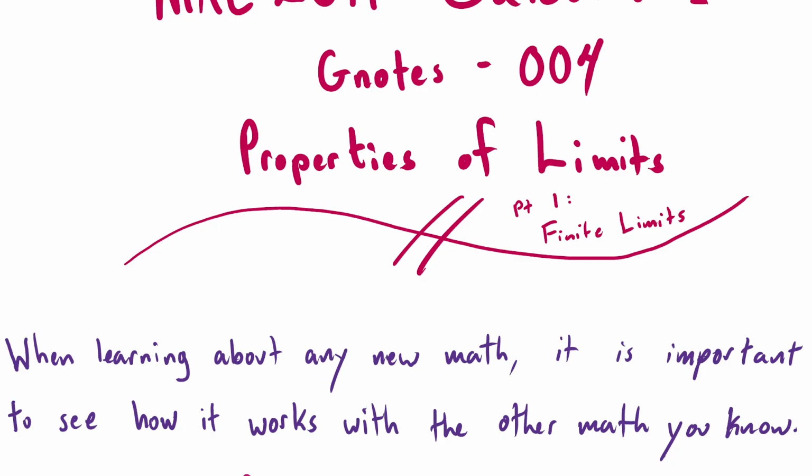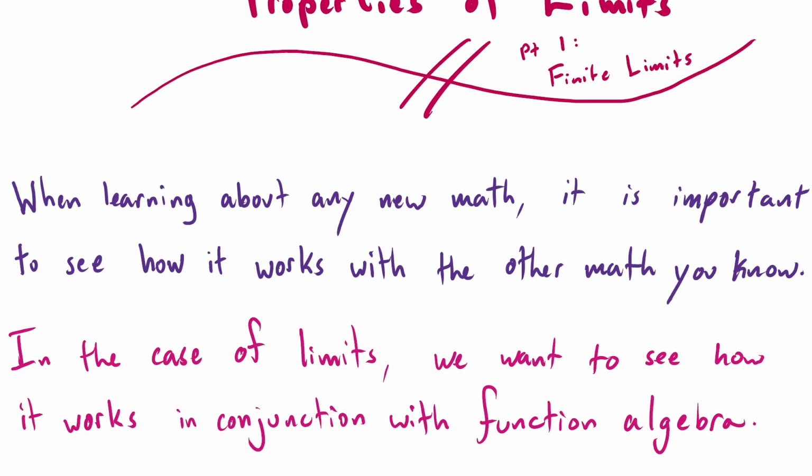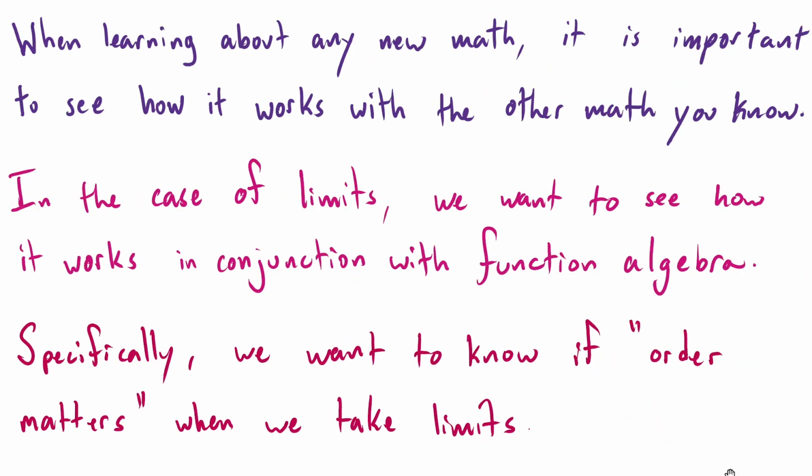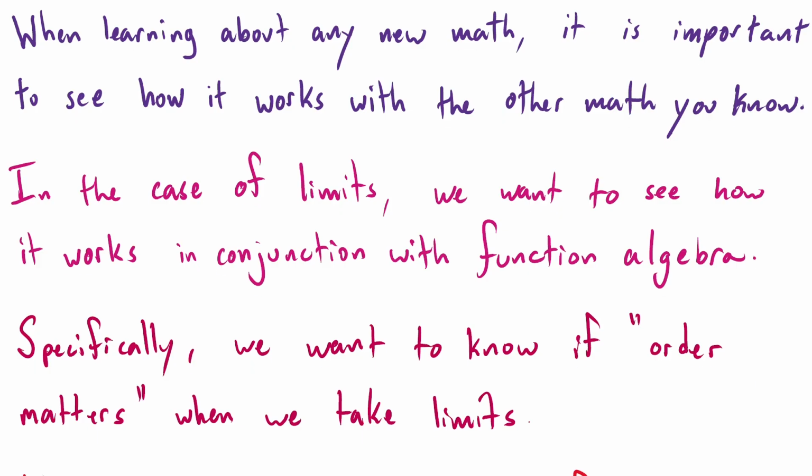When learning about any new math, it's important to see how it works, yes, but also how it works with any math that you learned previously. Specifically, we want to see how limits are going to work with function algebra. What is the relationship between the limits of functions and the limits of their sum, difference, product, quotient, and composition? We really want to know if order matters when we take a limit. What we're going to find is that limits are very well behaved when it comes to the order of operations.